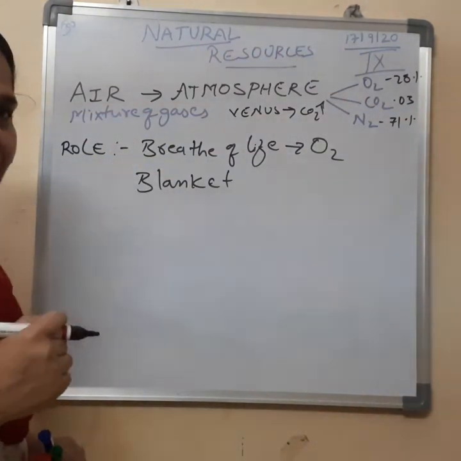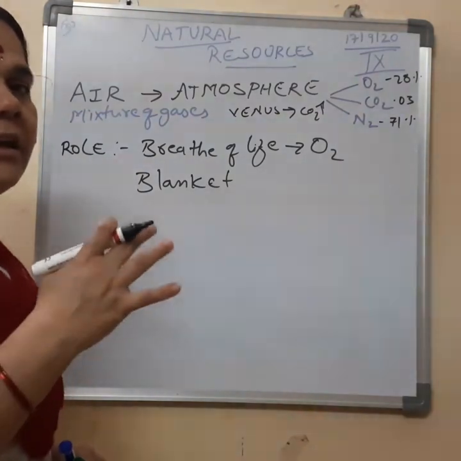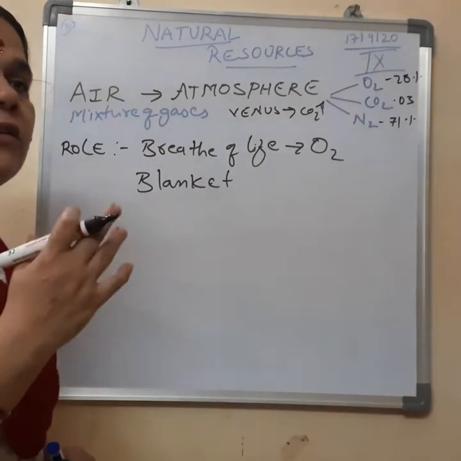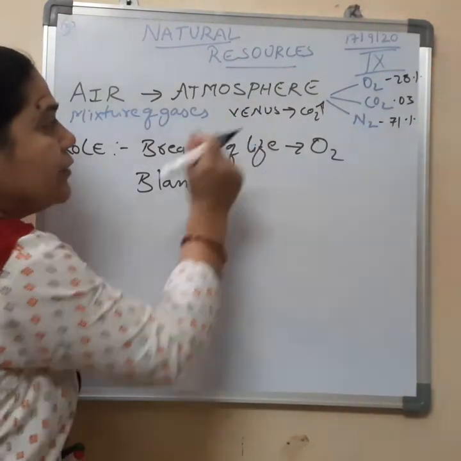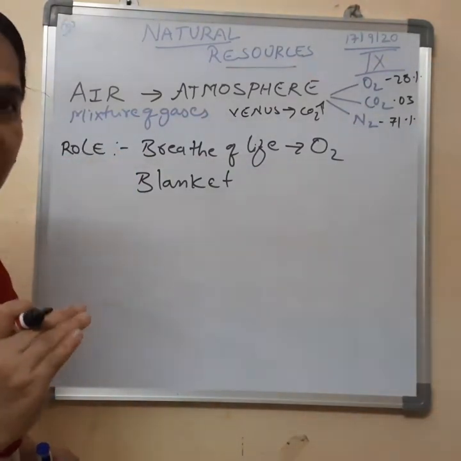Now, how does it act like a blanket? During daytime, it is not allowing the Earth to become very hot. But at night time it does not allow the heat to escape because of the presence of the carbon dioxide, and thereby the temperature of the Earth is maintained constant.